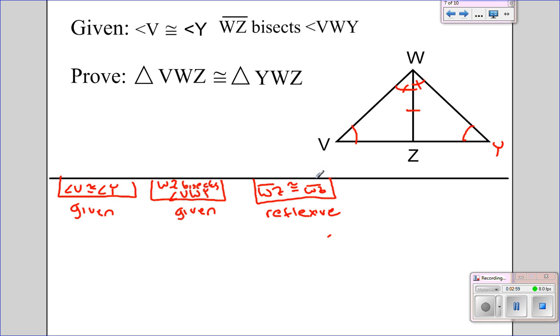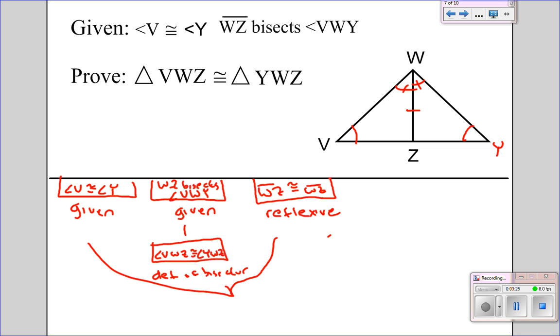So I have two angles, one angle, one side. So I need to get something else from this. WZ bisects this angle, so angle VWZ is congruent to angle YWZ. And that's by definition of bisector. So now I can join these three together, and I can say triangle VWZ is congruent to triangle YWZ. That's how I finish my proof, and that's by AAS congruence.